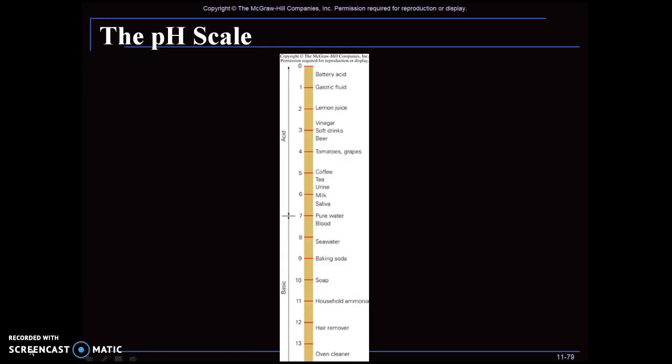You can see that pure water is at the neutral point, and milk, coffee, tomatoes, and all these sour things are classified as acidic. And as it goes in this direction, it is much more acidic. And you can see that from here to 14, it is basic.